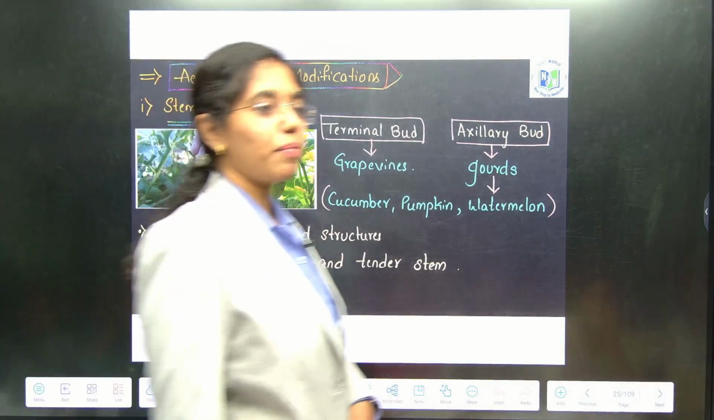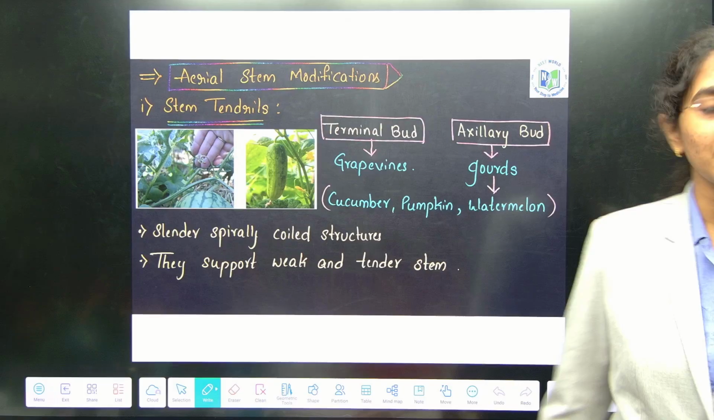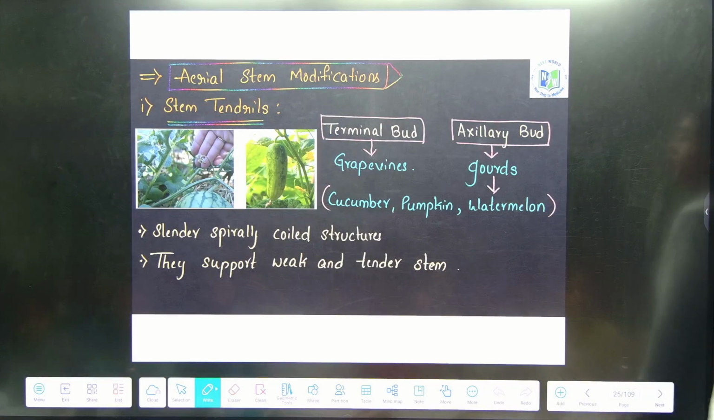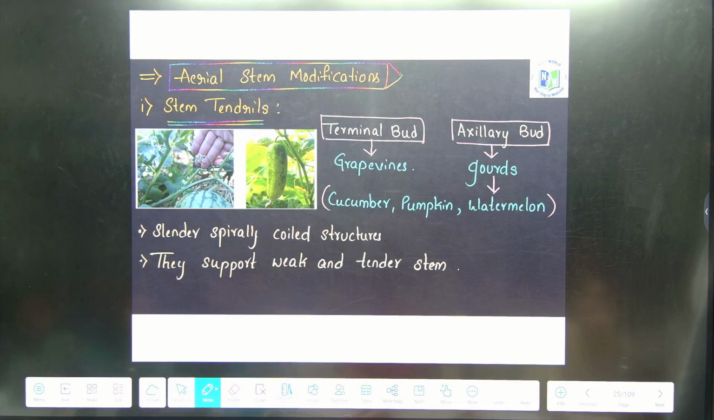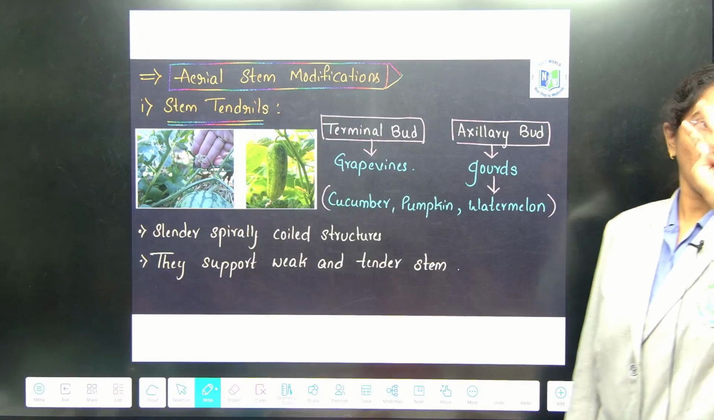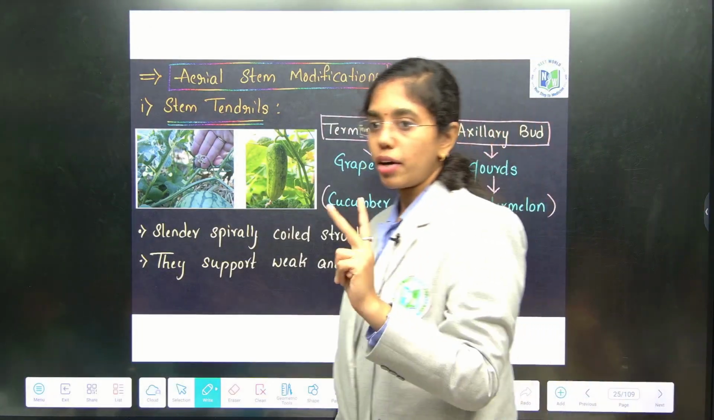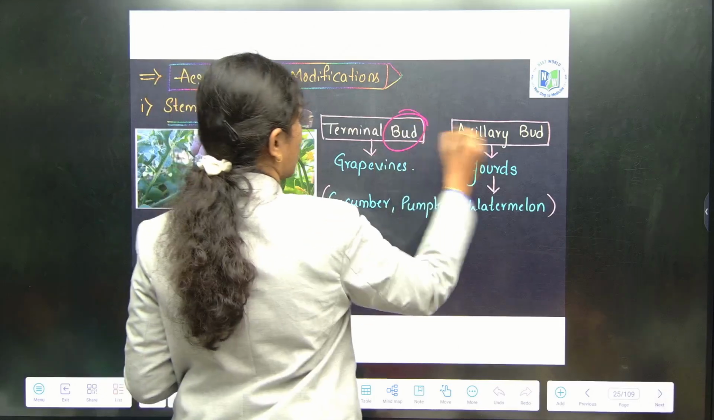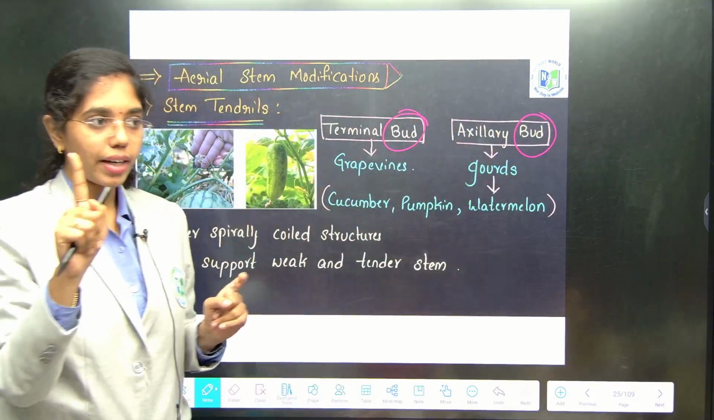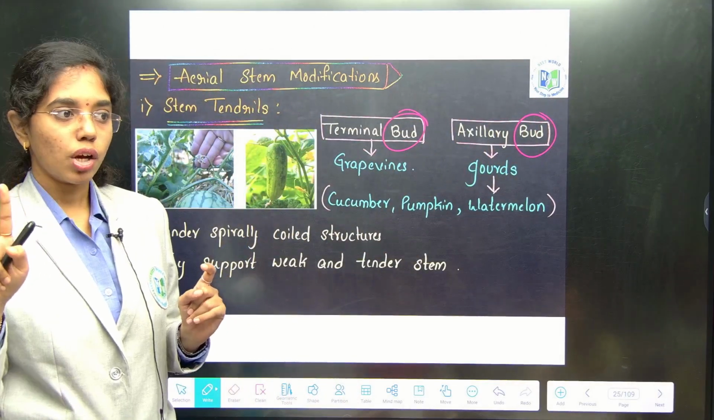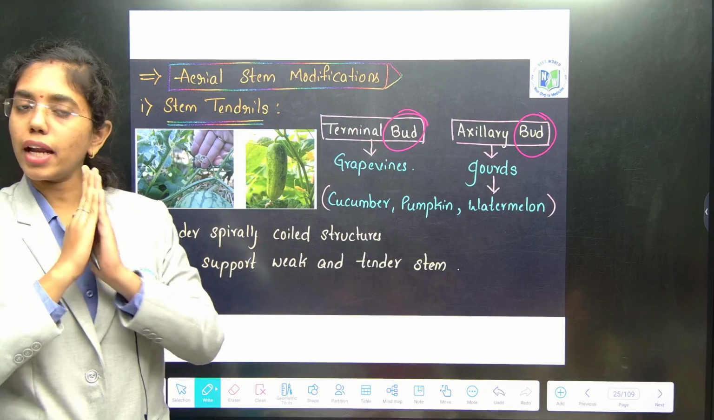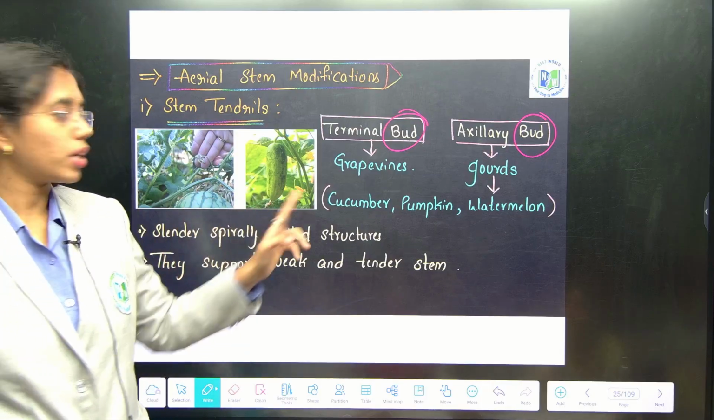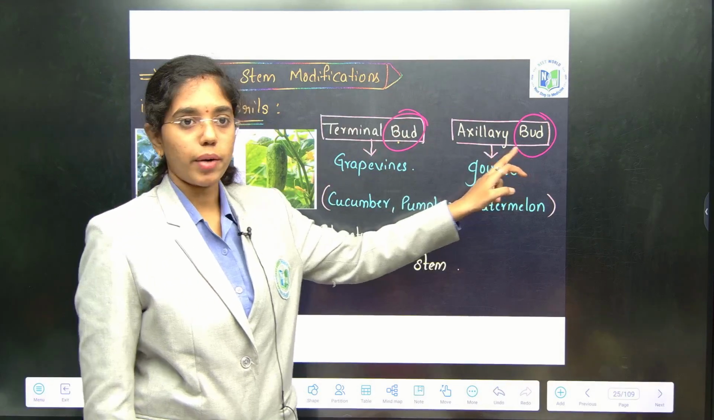Done with subaerial and underground stem modifications. Now, aerial stem modification, first is stem tendrils. Remember, either it is thorn modification or stem tendril modification. What is modifying? Buds are modifying. It is not a leaflet, not a stem branch, and not the flower. What is modified? Bud is modified.